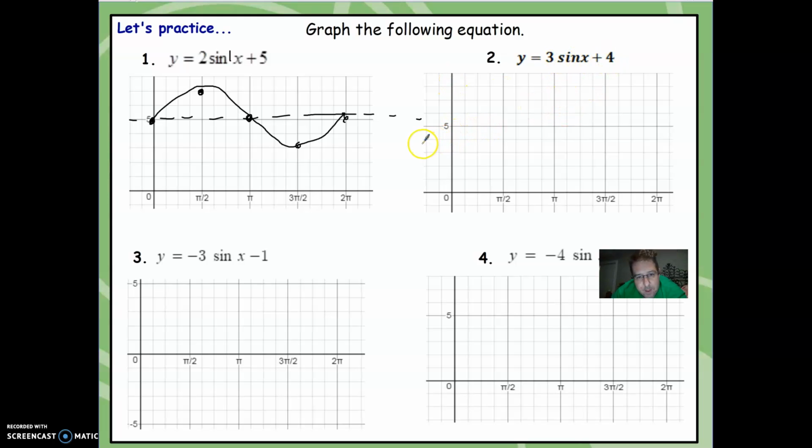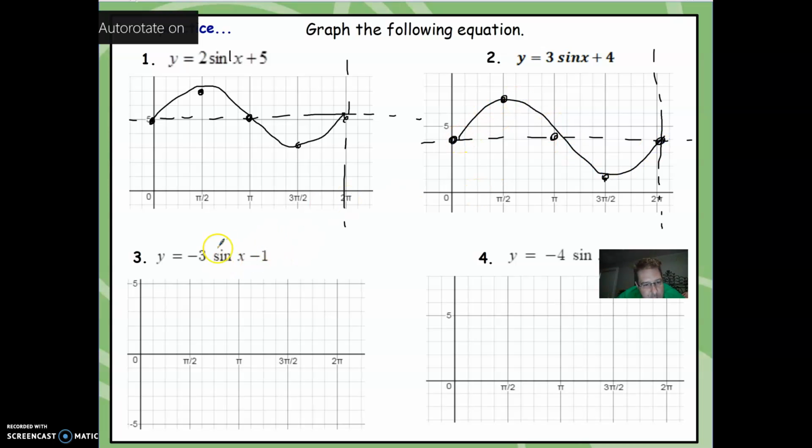This one's got a midline of 4, and it's going to go up and down 3 from there. So it starts, I know right here because that's a sine of. It's going to take this amount of time, so I'm going to put a dotted line right here to complete one rotation, which I should have done right here as well. Gives me an ending point, and then I can go 3. 1, 2, 3. So there. Back to here, 1, 2, 3, back to the midline, and that completes one full rotation.